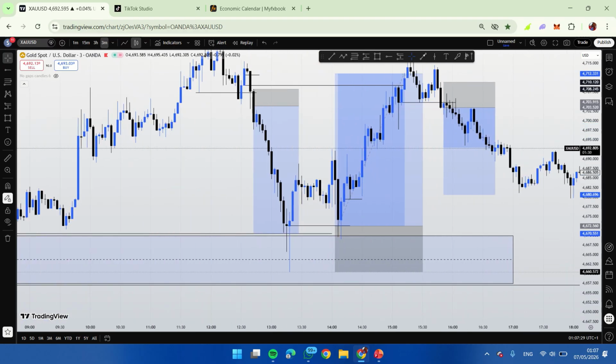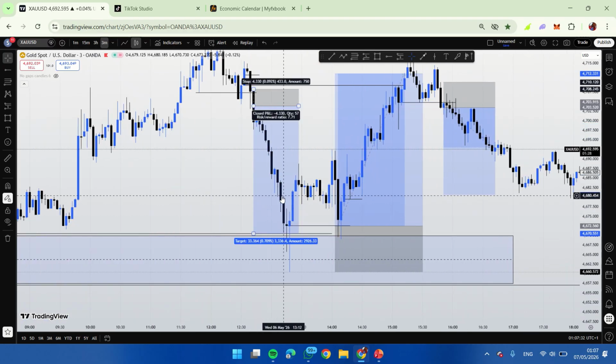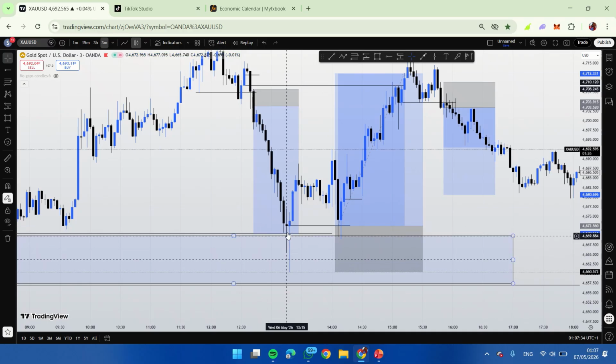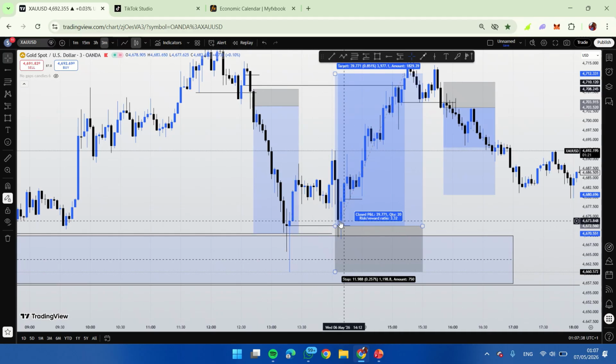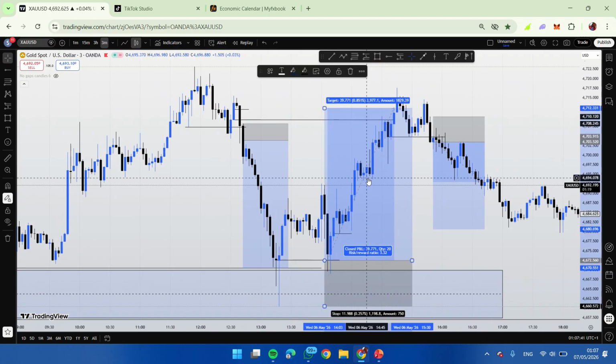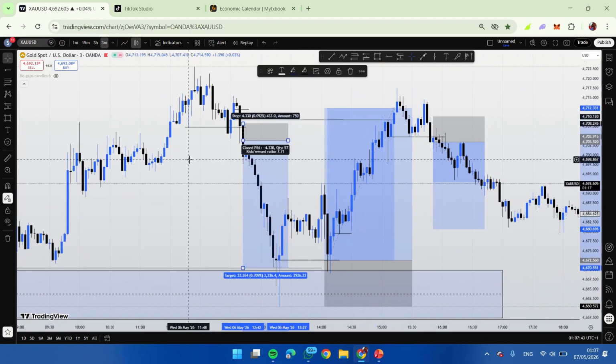So this is what I'm saying. If I have had an entry model, I could use this one or this one because this one is an order block. I could use it. That's why I use this one. I got the 1:3.